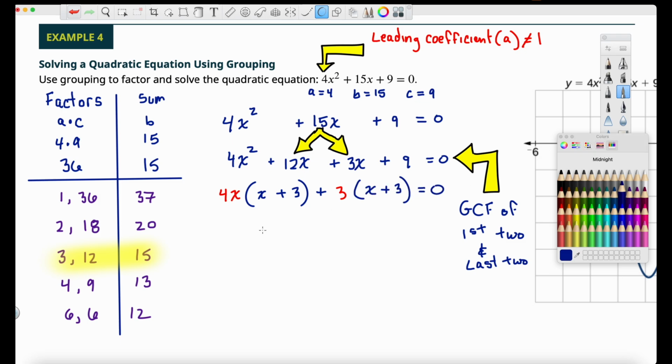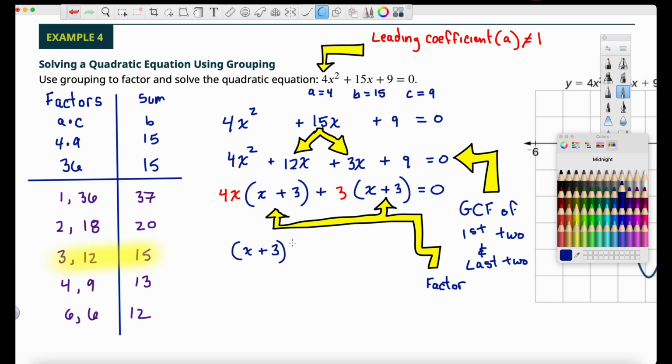We have to have the same quantity for this to work. That'll let you know that maybe you made a mistake. So the x plus 3 is the common factor for these two terms. So let's factor out the x plus 3, and that leaves me with 4x plus 3 in the other quantity.